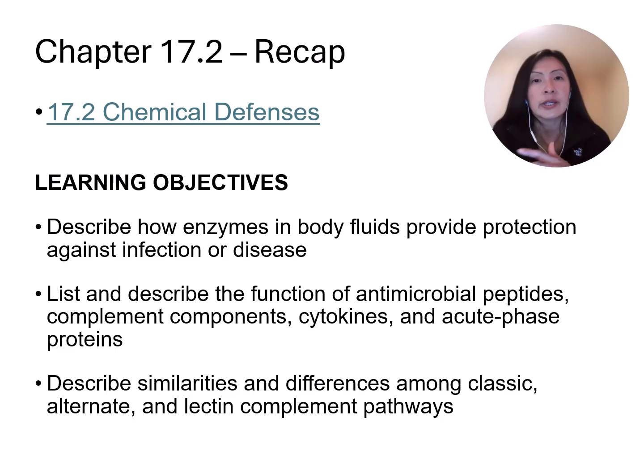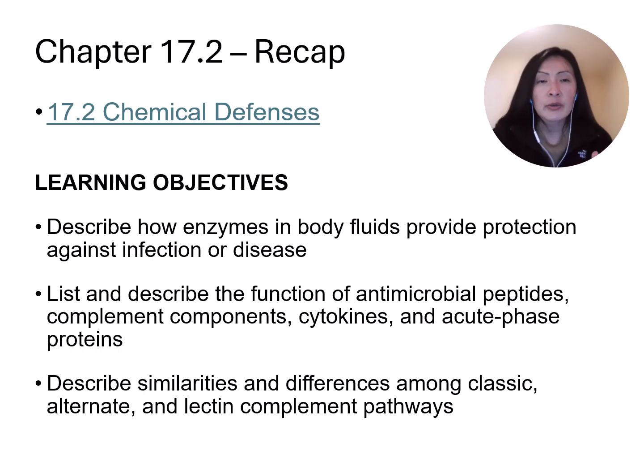Cytokines, we saw these are the molecules that coordinate cell communication. We had interferons, for example, that interfered with viral replication. For acute phase proteins, these were made by the liver in response to inflammation. And I'll just do one example. We saw that C-reactive protein and serum amyloid A, both of those can bind to the pathogen surface and promote opsonization as well. For the third one, describe similarities and differences among classical, alternative, and lectin complement pathways.